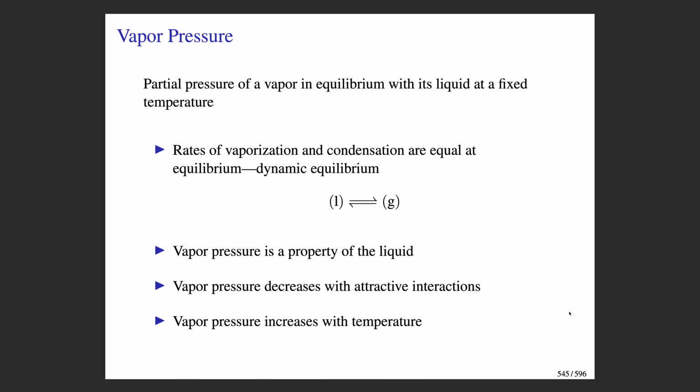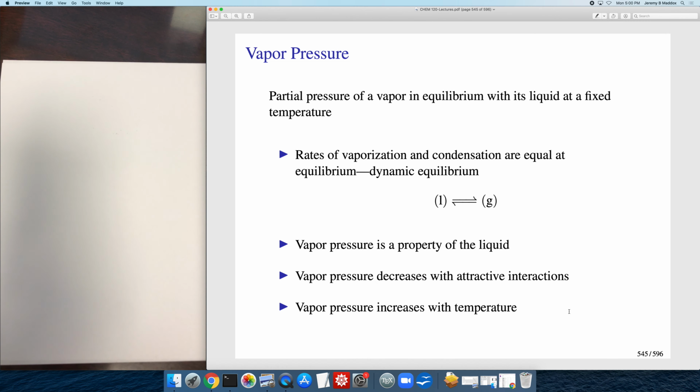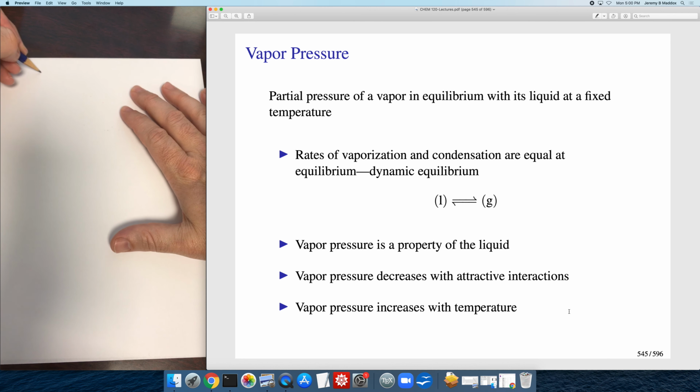On this slide I'm introducing the concept of vapor pressure, and I'd like to draw a little diagram here. Imagine that you've got a sealed container of liquid. Eventually the liquid will come into equilibrium with the vapor phase at a given temperature. After that equilibrium has been established, the pressure of the vapor is called the vapor pressure of the liquid.